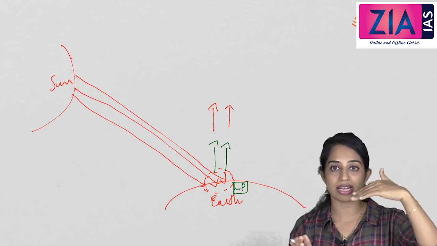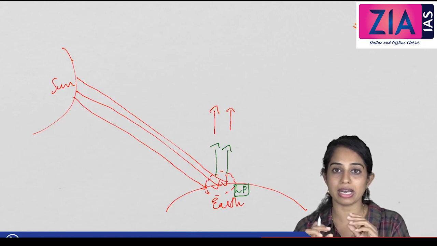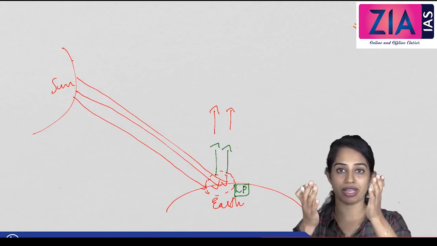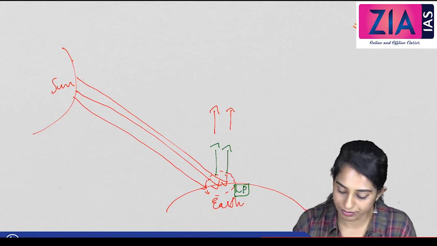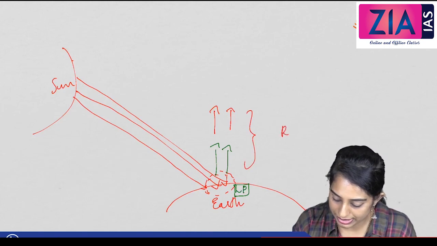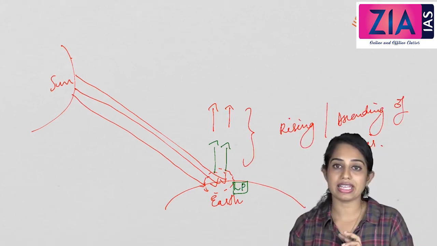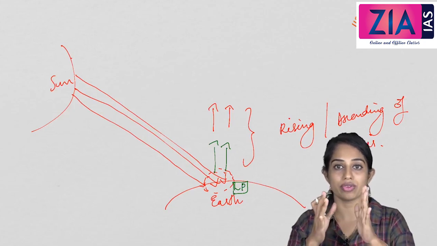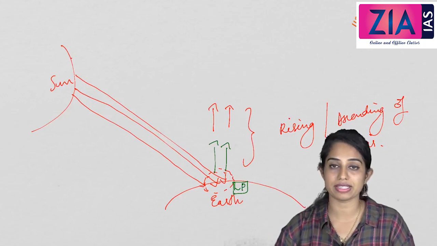Solar rays are falling on the Earth's surface. The specific area is getting heated up. Particles in that area are loosely packed because of the rising of air. So in this area, rising or ascending of air happens. Since that area is hot, the air starts moving up, and ascending of air happens.